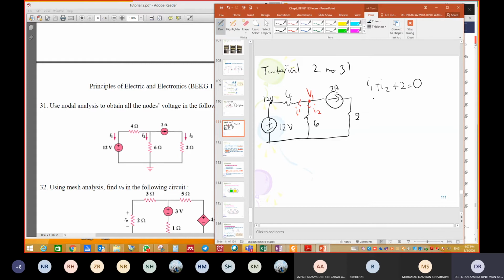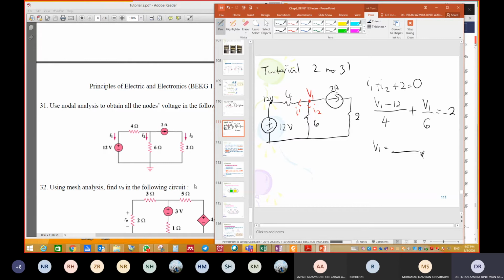I1 is equal to V1 minus 12, okay, divided with 4, plus V2 is equal to V1 divided with 6, okay, equal to minus 2. Okay, and then rearrange V1. Very simple. You have only one unknown. Okay, and then you will get V1 is equal to what?